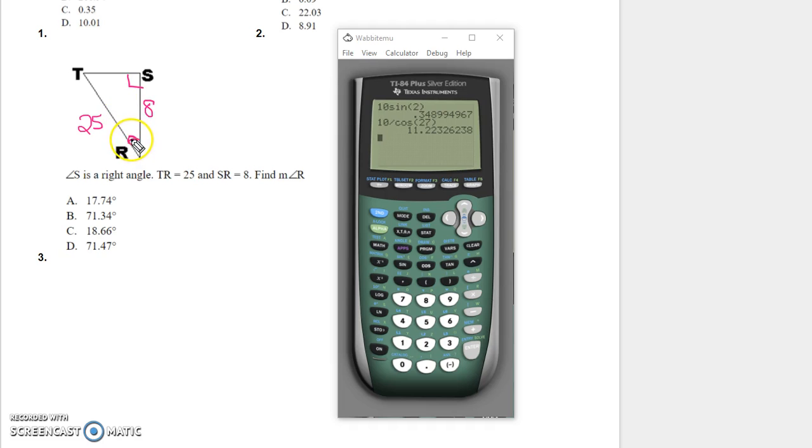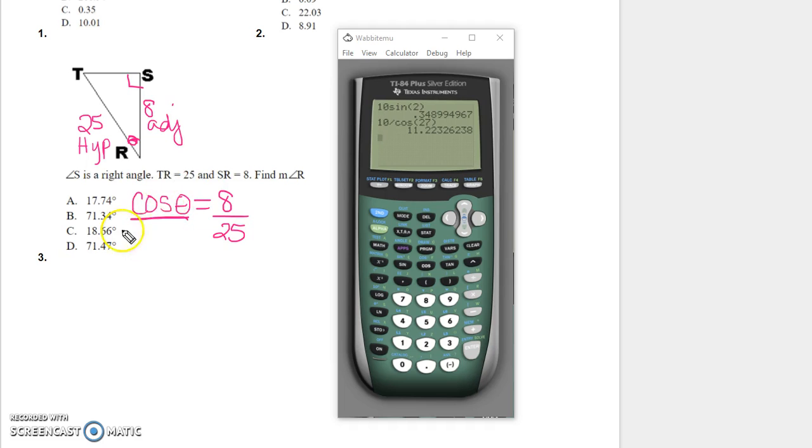So when I label my sides, ST is opposite, but I don't need that side. SR is adjacent, and 25 is the hypotenuse side. So again, on SOHCAHTOA, I'm looking for adjacent and hypotenuse. That's going to be the cosine function. So cosine of theta, as I don't know what my angle is, equals adjacent 8 over the hypotenuse 25.